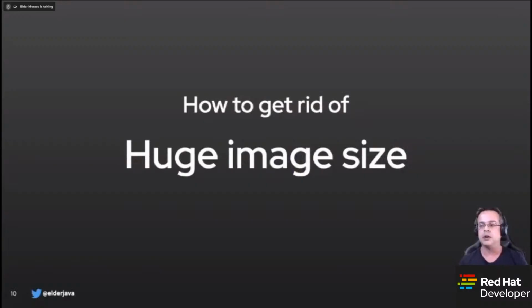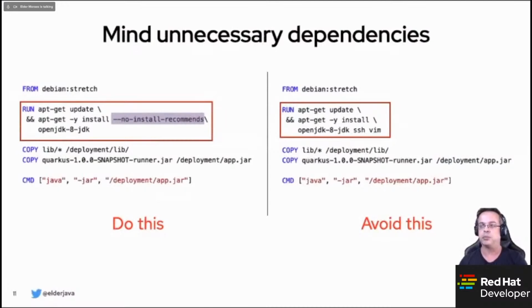Now let's learn how to get rid of huge image sizes. As I told you in the beginning, the size of the image of your container matters a lot, both for build time itself and especially when you are deploying. When you are putting your application inside your pipeline, the image size is very important. So the first thing that you need to know to reduce the size of your image is getting rid of unnecessary dependencies.